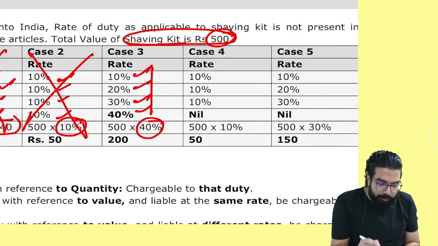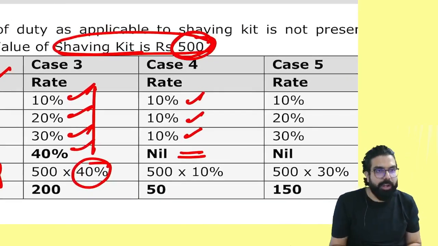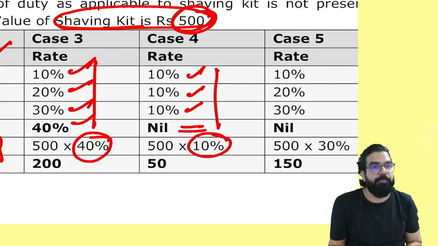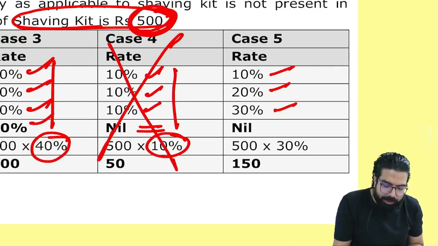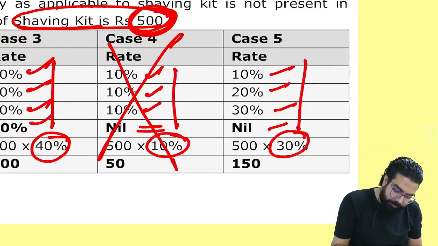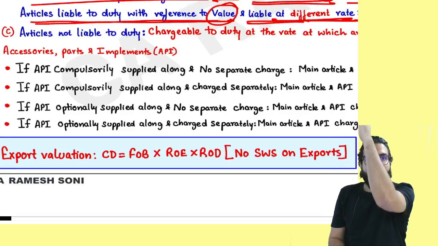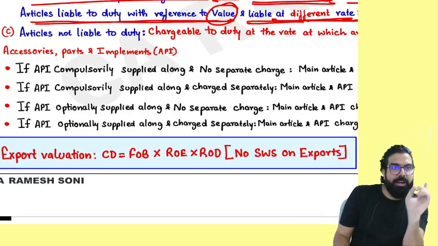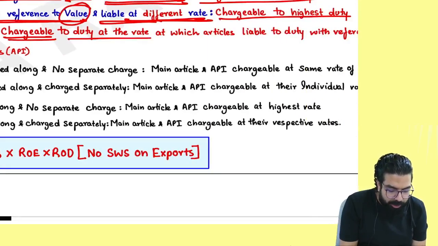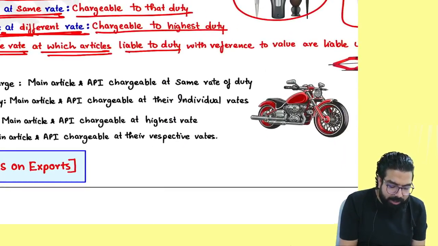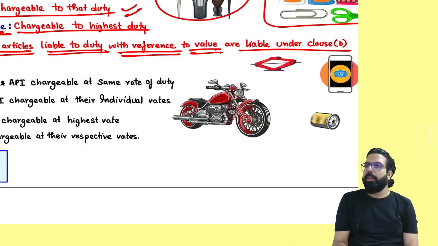Sir, supposing in the same question, 3 items have duty. 1 item is actually nil rated, but you got the shaving kit together, no? The full 500 pays 10%. Supposing I got a shaving kit of 500 rupees, 1 item by 10, 20, 30 and 1 item is nil. Highest rate. So they are telling, even if an item is not chargeable, it will become chargeable. If all are the same rate, same rate. If all are different rates, highest rate. Articles not liable to duty also will be chargeable to duty at the rate at which articles liable to duty with reference to the value are liable under clause B. Is my point clear to all?